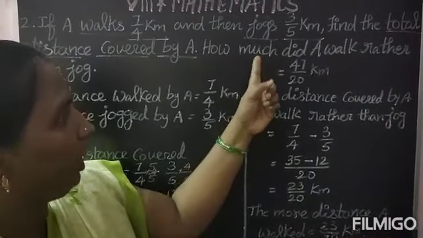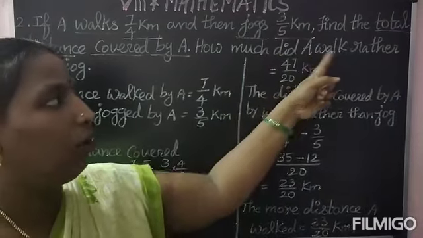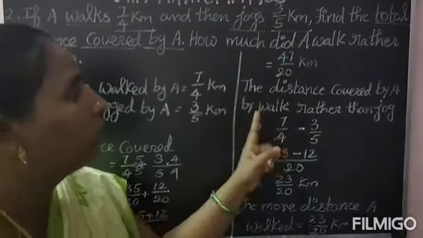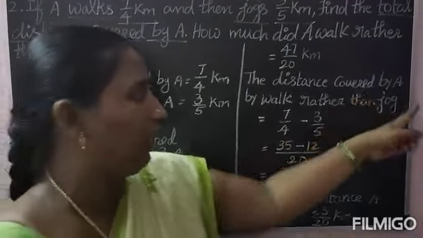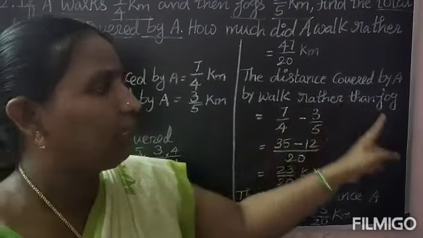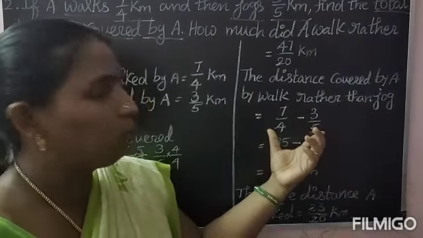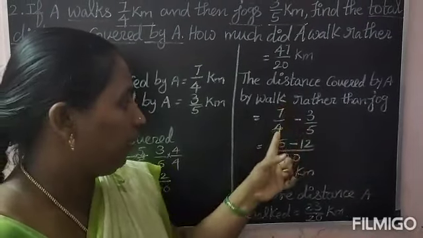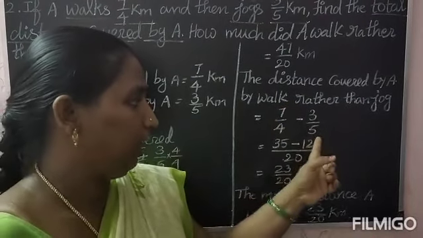So next, what they asked to find? How much A walked rather than he jogged? So we are going to find the distance covered by A by walk rather than jog. Now we have to subtract both. 7 by 4 minus 3 by 5.